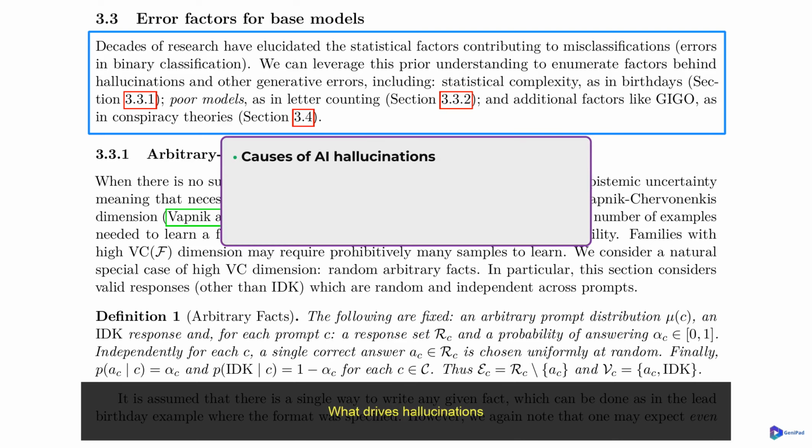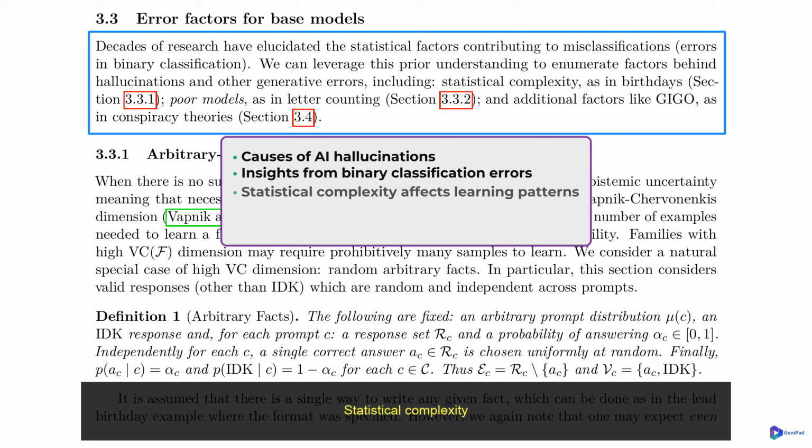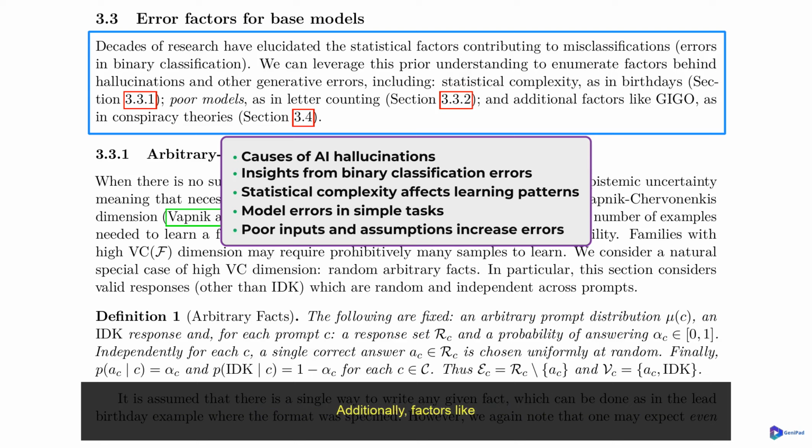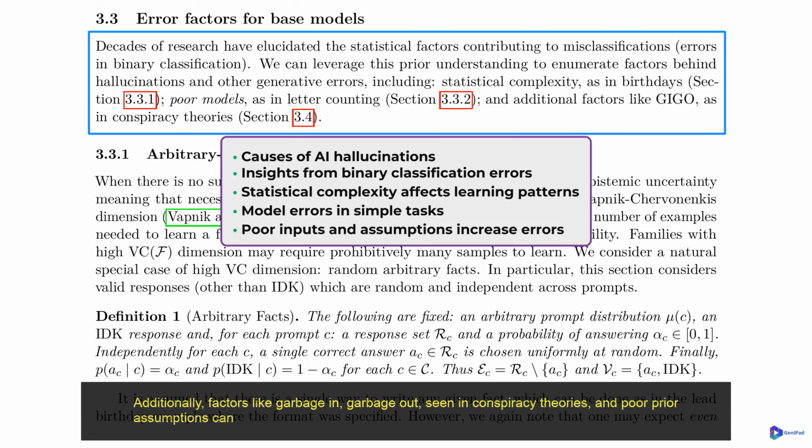What drives hallucinations in artificial intelligence? Decades of research on binary classification errors shed light on this. Statistical complexity plays a role, such as in cases like arbitrary birthdays where patterns are hard to learn. Model-specific issues, like errors in simple tasks such as letter counting, also contribute. Additionally, factors like garbage in, garbage out, seen in conspiracy theories and poor prior assumptions, can exacerbate these errors, highlighting the multifaceted nature of generative mistakes.